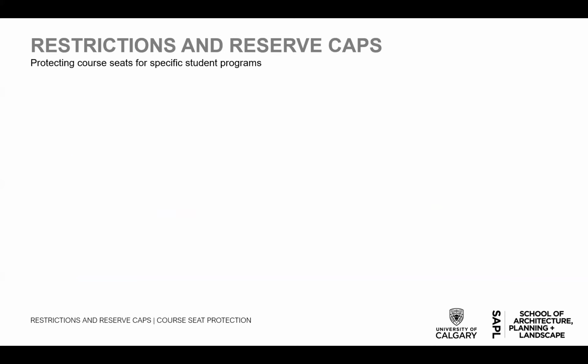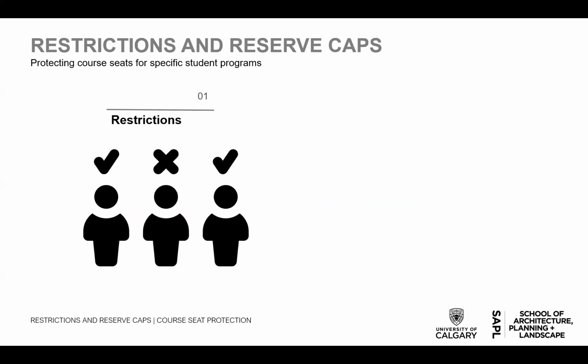In general, restrictions and reserve caps are implemented to protect the seats for students who need these courses for degree progression. Restrictions broadly refer to courses that have limited to no enrollment for certain student groups. This is to either ensure that certain student groups stay in specific courses or lecture sections. Restrictions can also be used to prevent certain student groups from taking specific courses because these courses are specialized for certain degree programs.